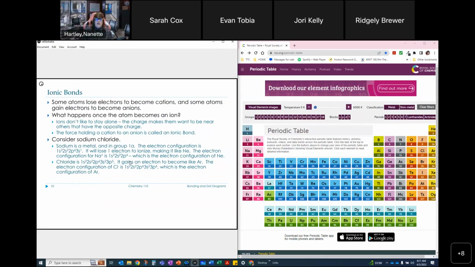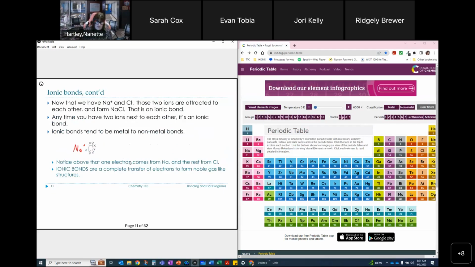Again, the charge that's then generated on each of those is attracted to each other. So that's how ionic bonding works. We transfer those electrons. So now I have an Na plus and a Cl minus. Those two ions are attracted to each other to form the NaCl bond. That's an ionic bond. Anytime you have two ions next to each other, any ions, it's an ionic bond. Ionic bonds tend to be metal to nonmetal bonds.